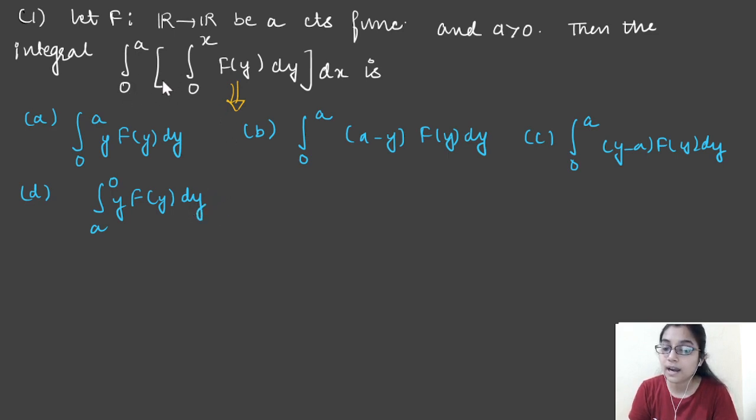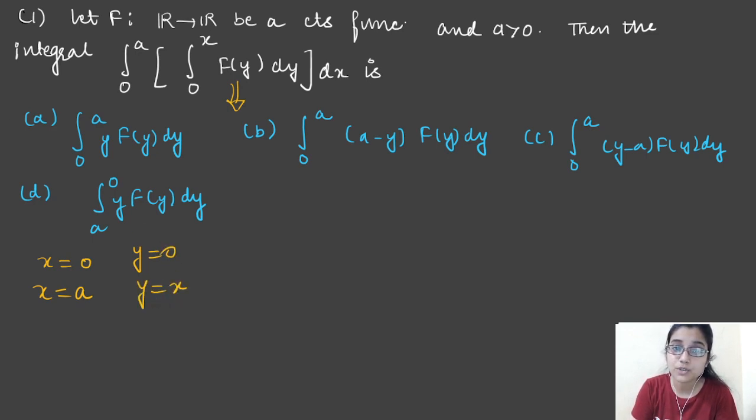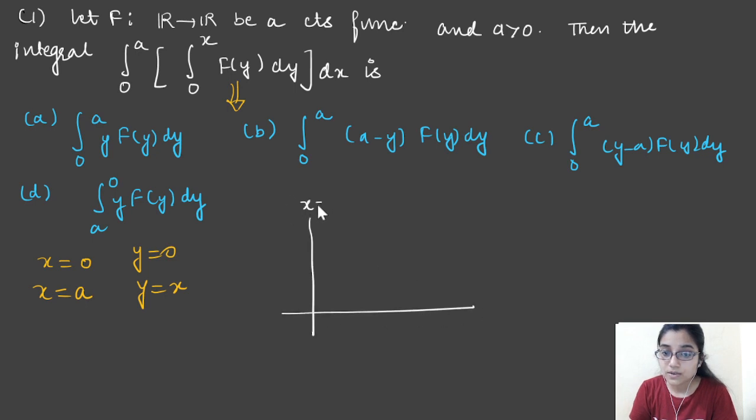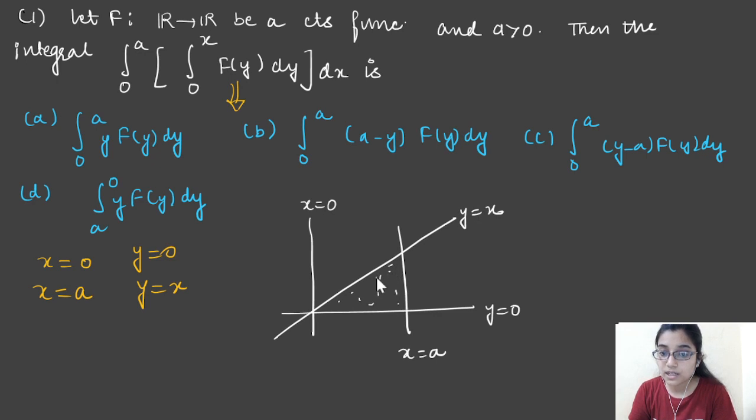So what I have told you, step number one, you will just write down your limits. x is equal to 0, x is equal to a, y is equal to 0, y is equal to x. Then what will you do? You will draw your region of integration. This is your x is equal to 0, this is your y is equal to 0, then you have y is equal to x, and then you have x is equal to a. Obviously this is going to be the region of integration.